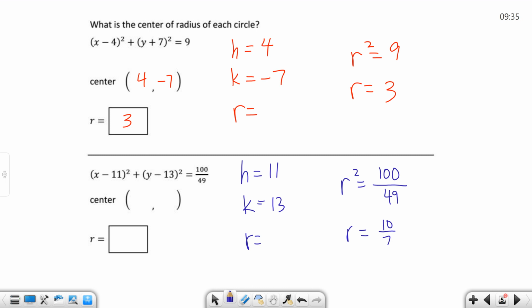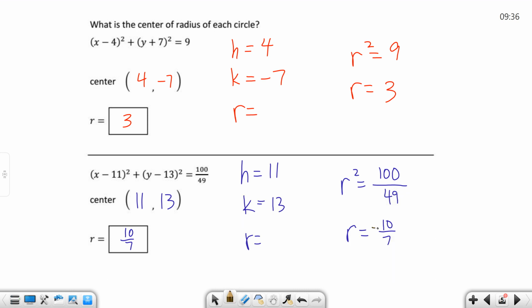Notice I'm not showing the square root, because then I would have to get into absolute values and pluses or minuses, and the square root property says plus or minus if we just go straight to it. But again, we're not interested in the negative value here because r is a distance. So my radius is 10 over 7, and my center is (11, 13).